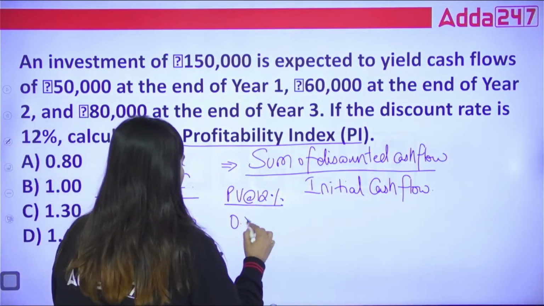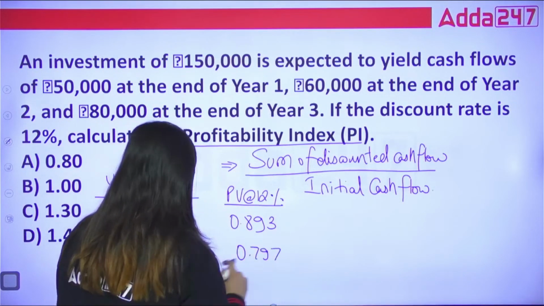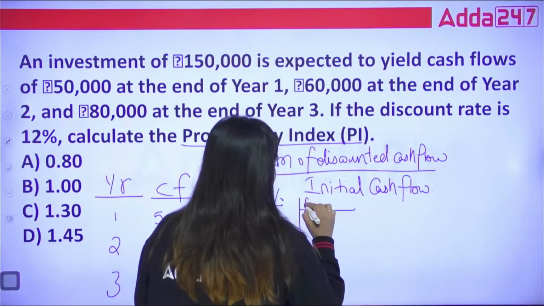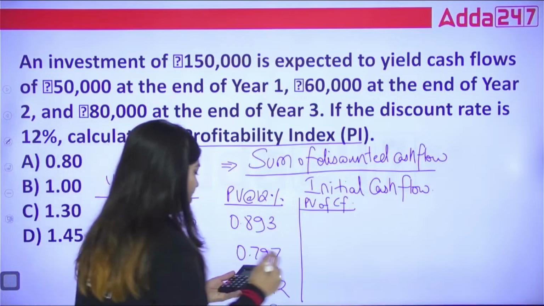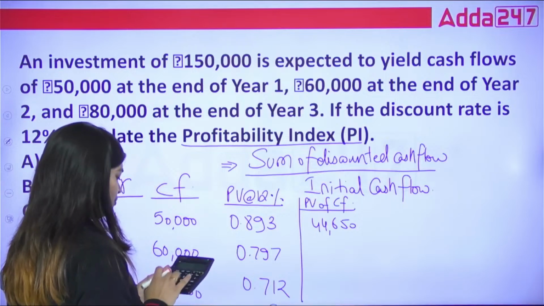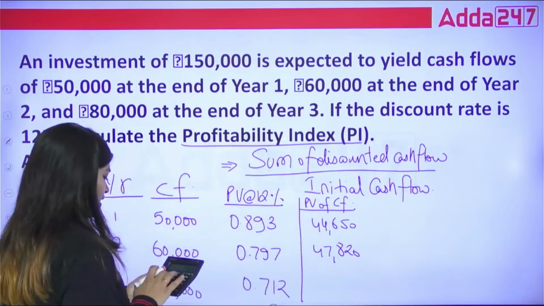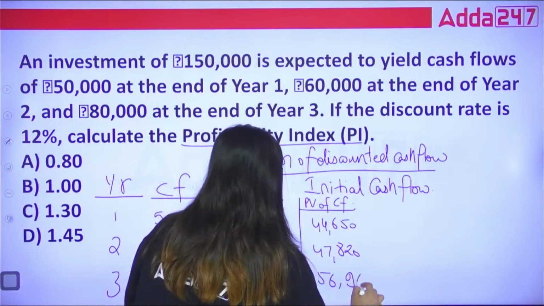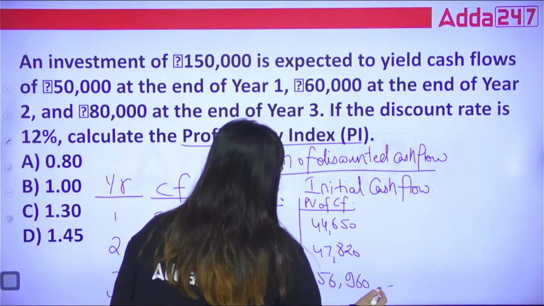First year present value factor is 0.893. Second year is 0.797. For the third year it is 0.712. So what is your present value of cash flow? 50,000 into 0.893, that is 44,650. 60,000 into 0.797, that is 47,820. 80,000 into 0.712, that is your 56,960.